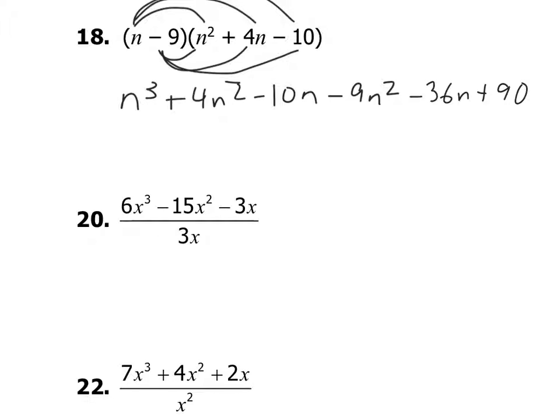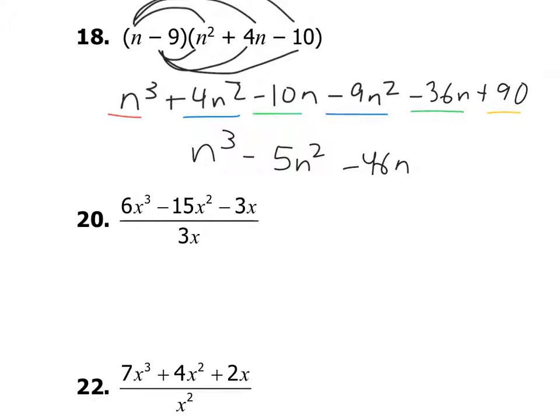All right. If you combine all the like terms, you have an n to the third here, and no other n's to the thirds. We have a 4n squared and a negative 9n squared, and we have a negative 10n and a negative 36n. All right, and if we combine all those like terms, you get n to the third minus 5n squared minus 46n plus 90, and this is already in standard form.